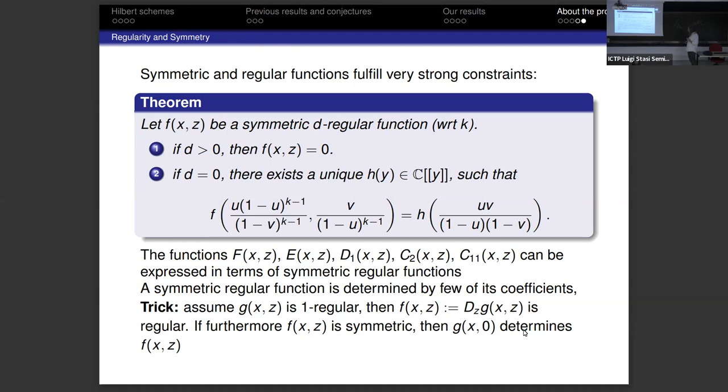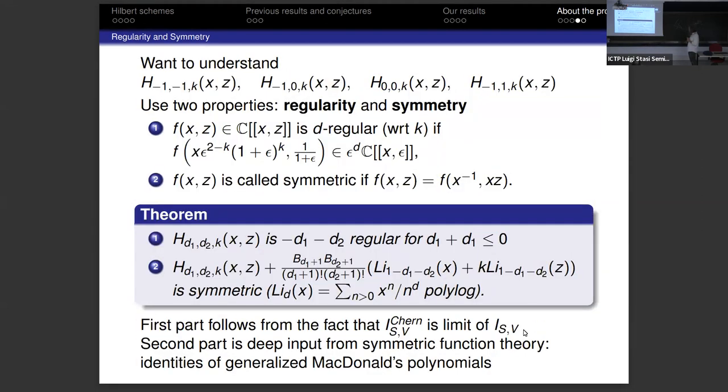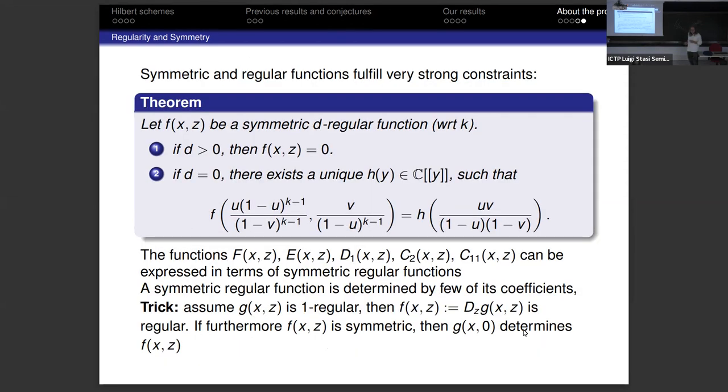And furthermore, if this derivative is symmetric, then it is determined just by the part of this function where we put the z variable equal to zero. And if we look at how these functions work, if you put z equal to zero, then this thing will go away and you basically only get some polylogs. And so one can easily understand what that is. Okay, and so that is kind of the argument.